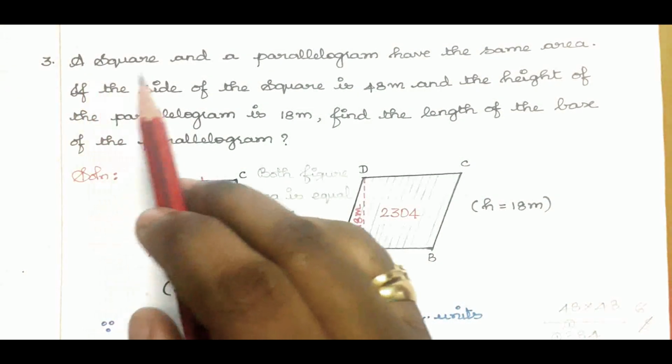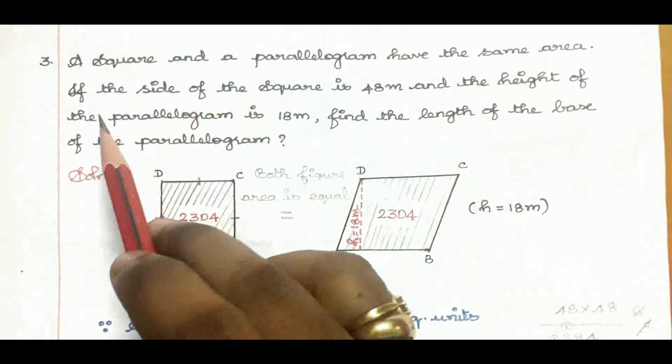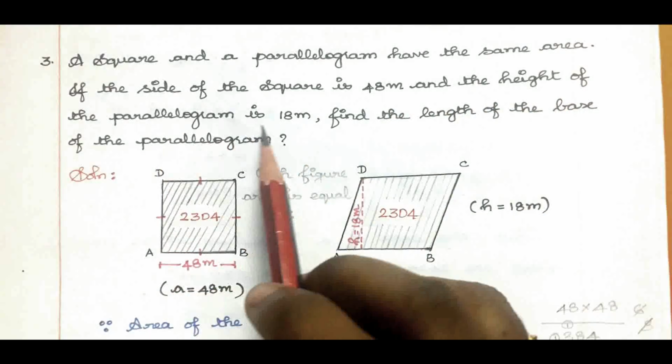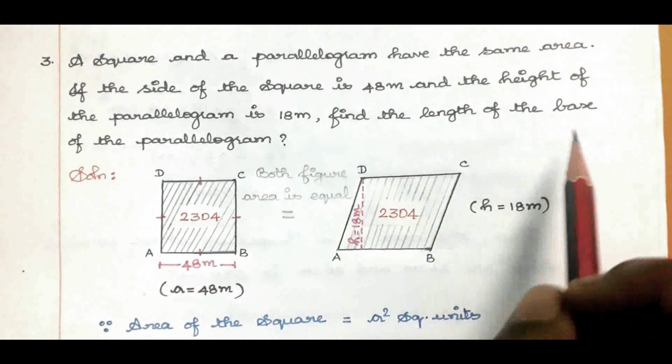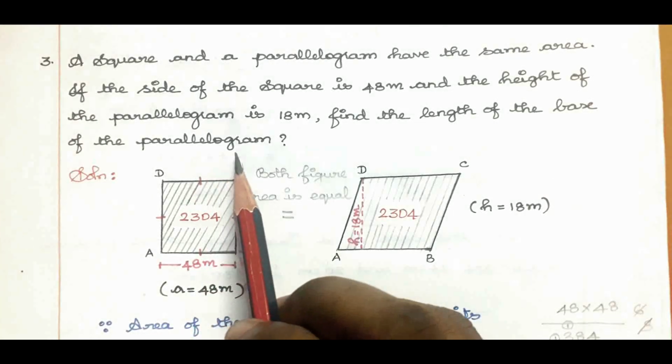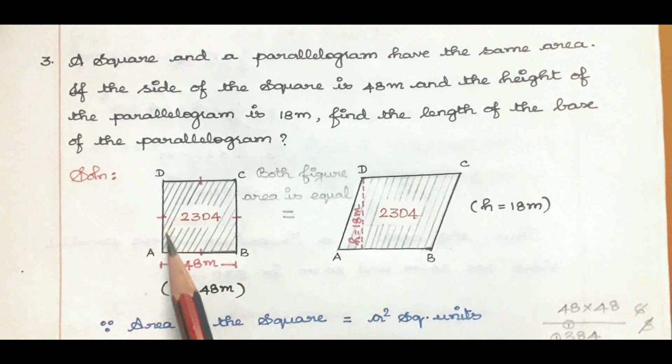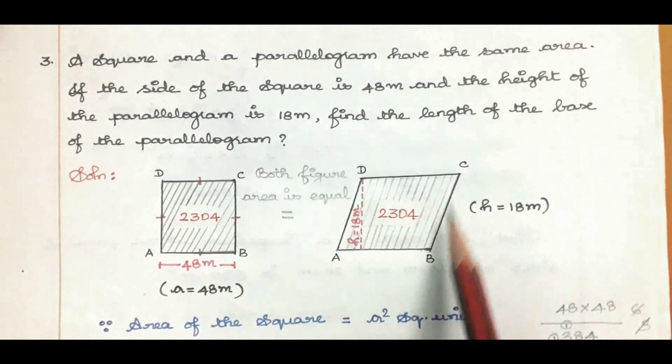Third question. A square and a parallelogram have the same area. If the side of the square is 48 meter and the height of the parallelogram is 18 meter, find the length of the base of the parallelogram. So I am going to represent this question with the help of the figure. Okay, I will take a square and a parallelogram.